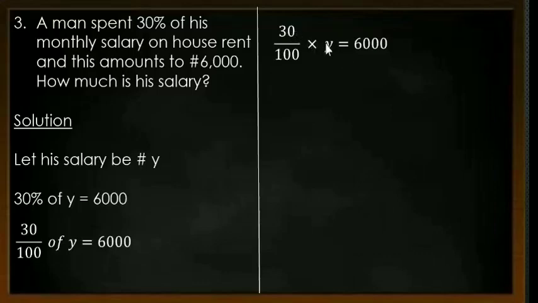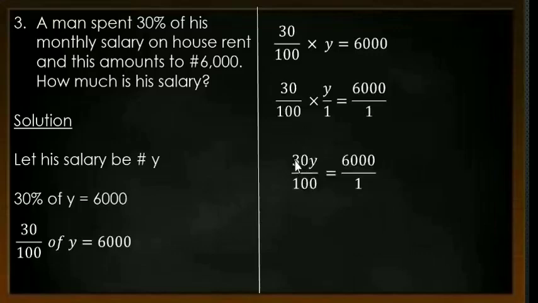When 30 multiplies Y, we'll have 30Y divided by, we can as well make the Y to be a fraction by writing over 1. It still has not changed anything. It's just to make it clearer. So when 30 multiplies Y, we have 30Y. When 100 multiplies 1, we'll have 100 on the left hand side. So 30 times Y is 30Y. 100 times 1 is 100. The equality sign remains. Then we have 6,000 over 1.